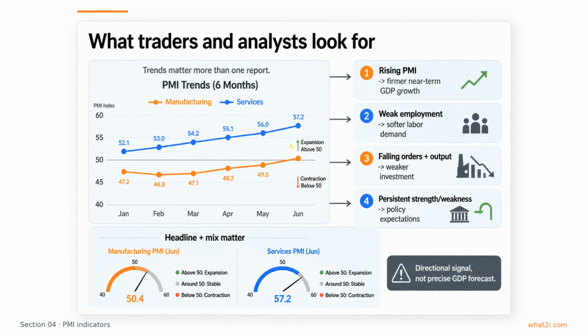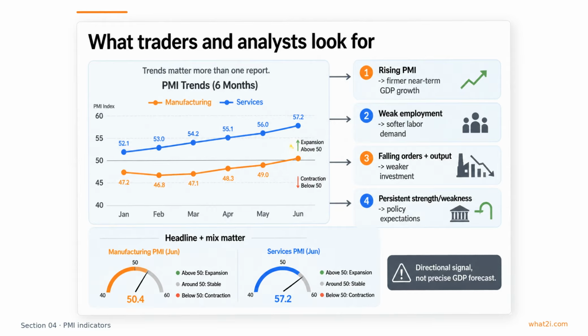When traders read PMI, they focus on direction, persistence, and the mix beneath the headline. A rising PMI over several months can suggest firmer near-term GDP growth, while a weakening employment component may hint at softer labor demand ahead. Falling orders and output can point to weaker business activity and possibly weaker investment. If strength or weakness persists long enough, it can affect expectations for central bank policy. One report can be useful, but a trend across several months is usually much more informative. PMI is most valuable when it is treated as an early directional signal rather than a precise forecast.